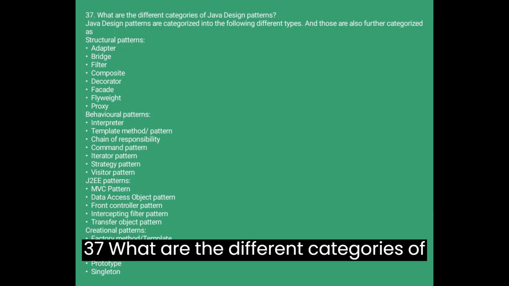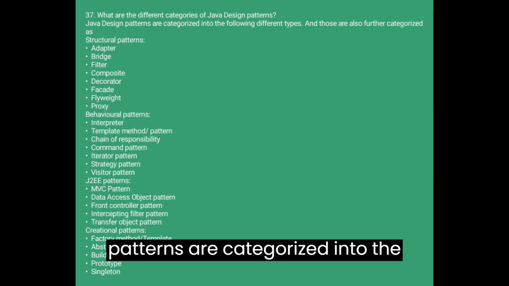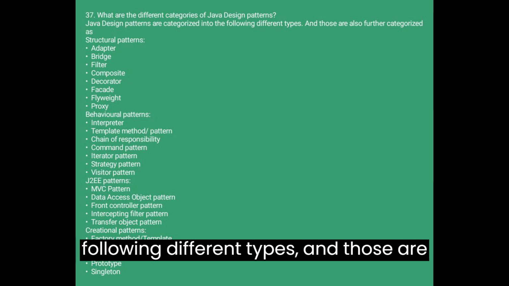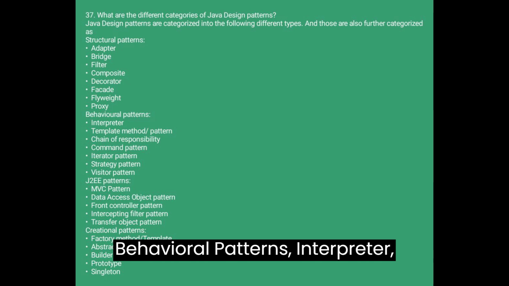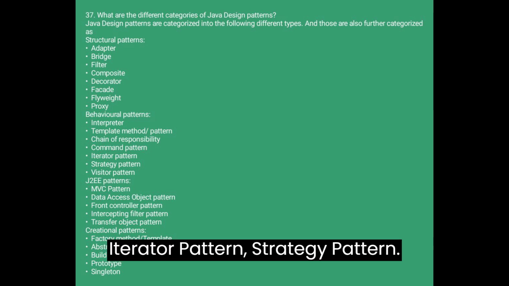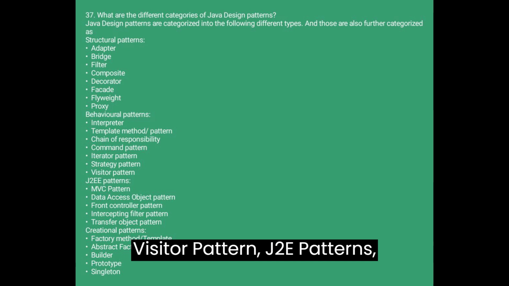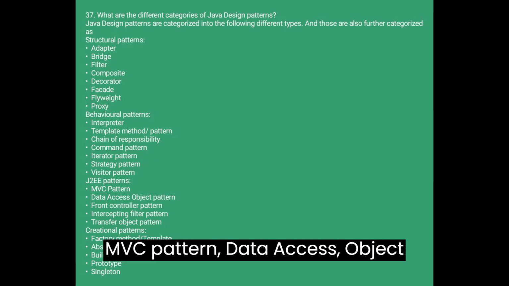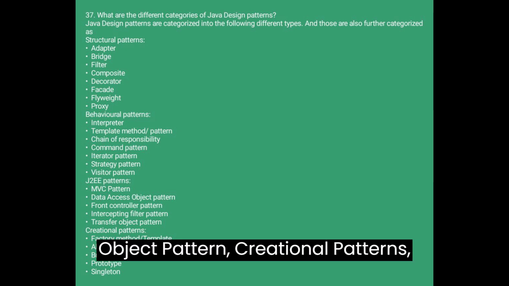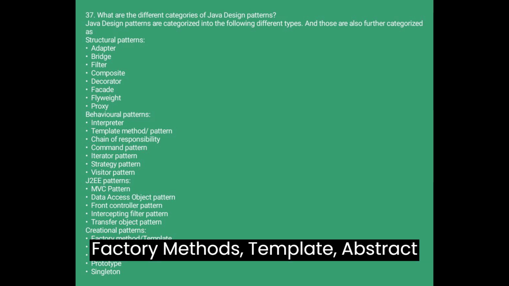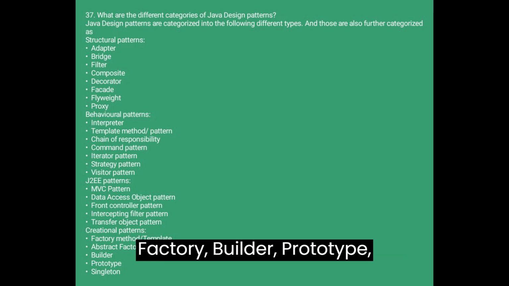37. What are the different categories of Java design patterns? Java design patterns are categorized into the following different types. Structural patterns: adapter, bridge, filter, composite, decorator, facade, flyweight, proxy. Behavioral patterns: interpreter, template method/pattern, chain of responsibility, command pattern, iterator pattern, strategy pattern, visitor pattern. J2EE patterns: MVC pattern, data access object pattern, front controller pattern, intercepting filter pattern, transfer object pattern. Creational patterns: factory method/template, abstract factory, builder, prototype, singleton.